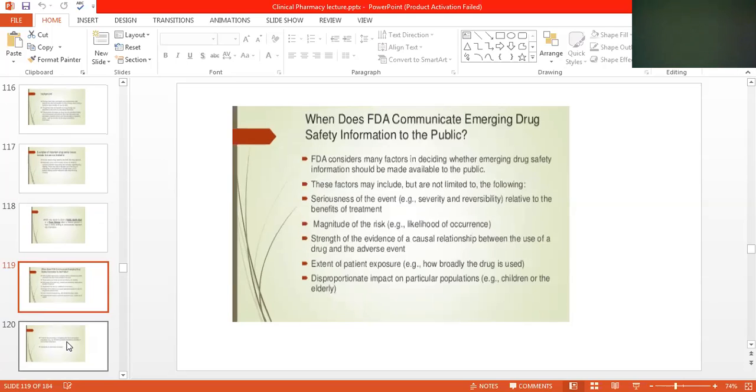When does FDA communicate emerging drug safety information to the public? This is the duty of the FDA: it should provide the public with information on any unsafe effect on patients. So it must inform the public of safety information. FDA considers many factors in deciding whether emerging drug safety information should be made available to the public. This is the duty of FDA to provide emerging drug safety information to patients, especially those in clinical trials. These factors may include but are not limited to the following: seriousness of the event, for example severity and reversibility, related to the benefit of treatment.